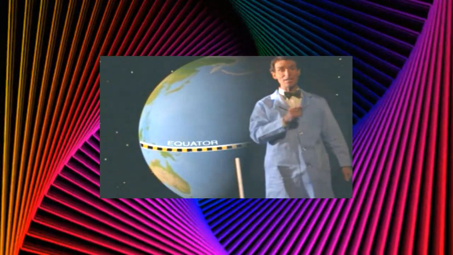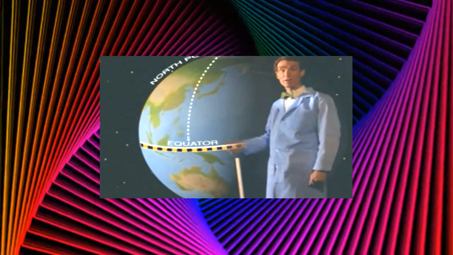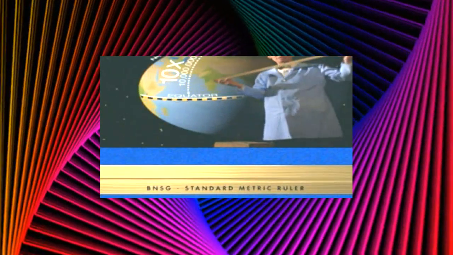So what we did is we looked at the Earth, and we divided the distance from the North Pole to the equator in tens, 10 million times. And we got this. It's a meter. We use tens because humans have 10 fingers. Now you can keep going.